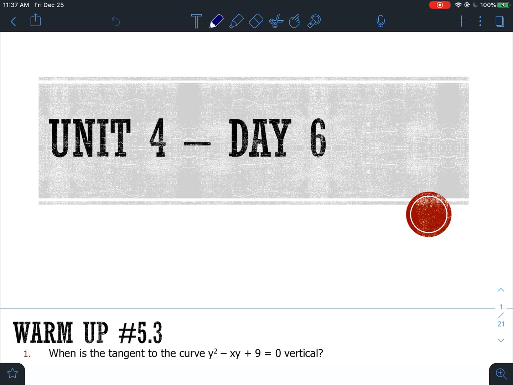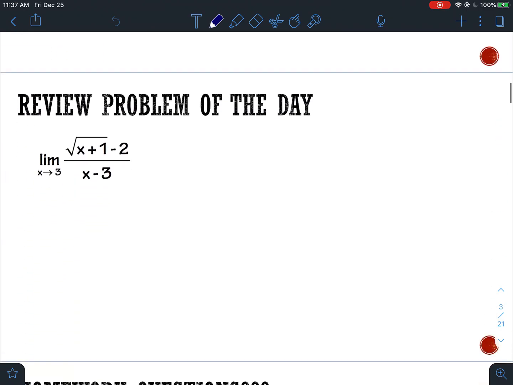These are your notes for Unit 4, Day 6 of Calculus. If you would like to see the warm-up, the review question, or any homework questions we covered in class today, just look at the finish notes.